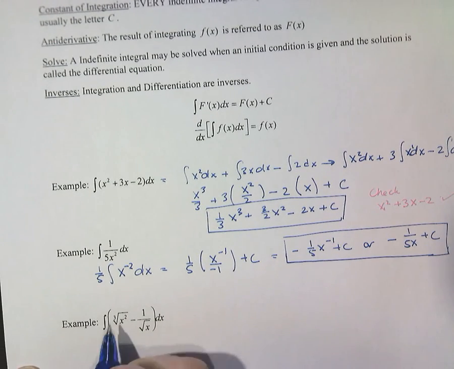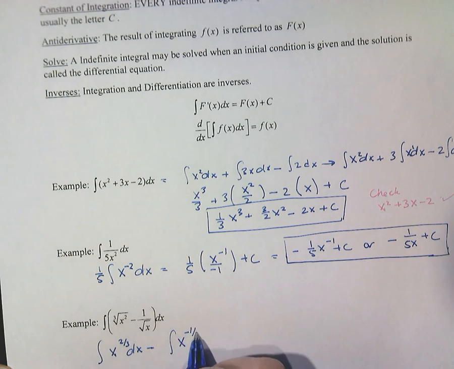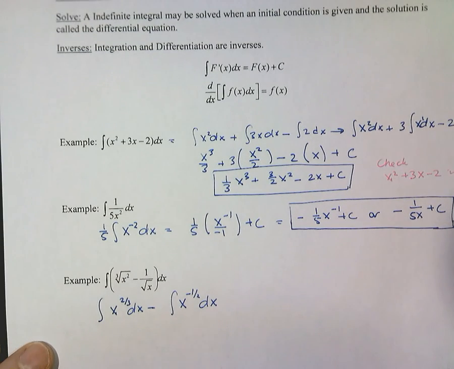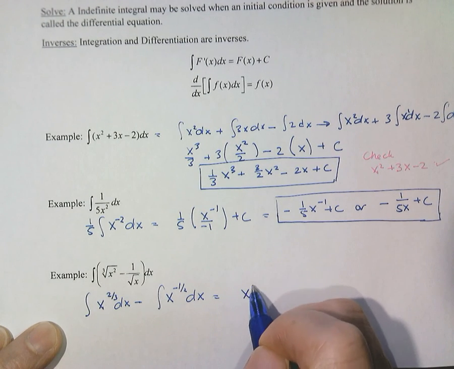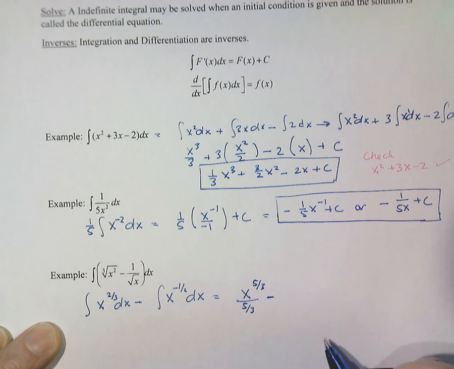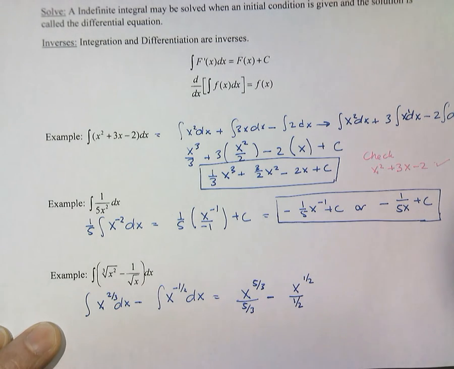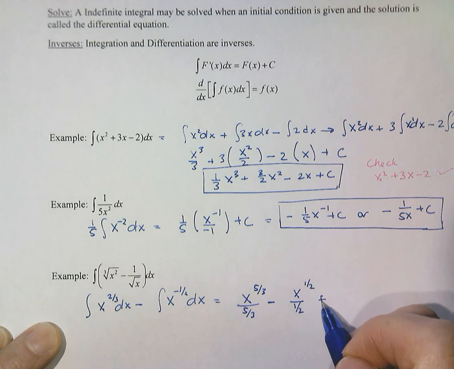This next one, I'm going to rewrite it as the integral of x to the 2/3 dx minus the integral of x to the negative 1/2 dx. Once again, this is not a polynomial, but because you have exponents, we can use this power rule. So I'm going to have to add 1 to 2/3. So this is going to be x to the 5/3 divided by 5/3. Minus, when I add 1 to negative 1/2, I get a positive 1/2 divided by a positive 1/2, plus c.